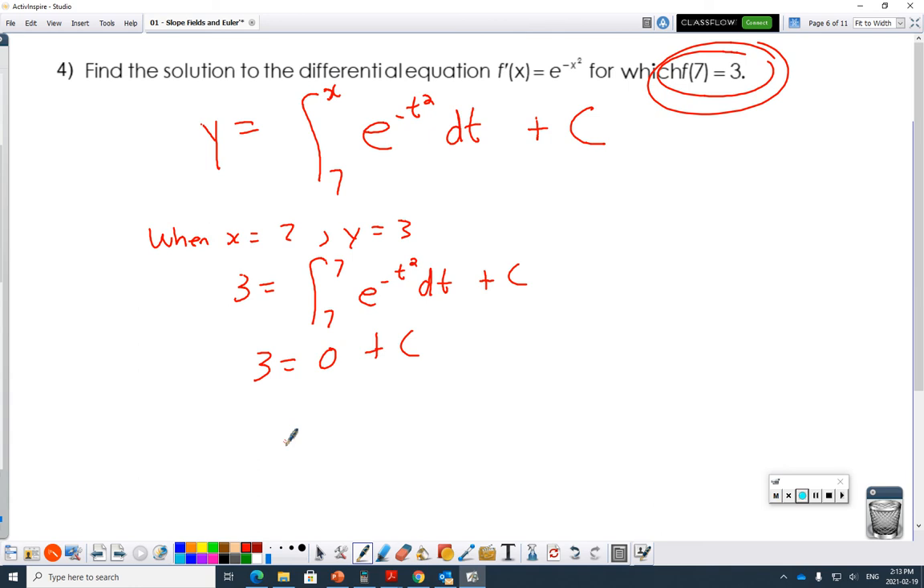So my function, therefore, y equals the integral from 7 to x of e to the negative t squared dt plus 3, is a great choice for a function whose derivative is e to the negative x squared and where f at 7 equals 3. Brilliant stuff. Brilliant stuff on a Friday.